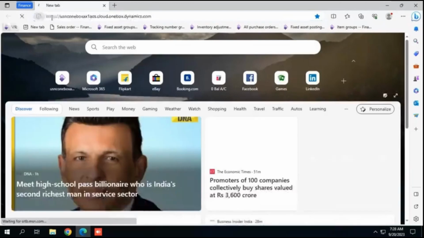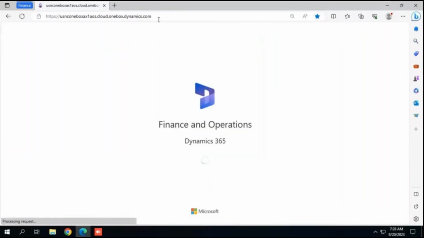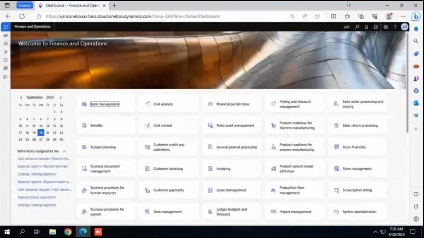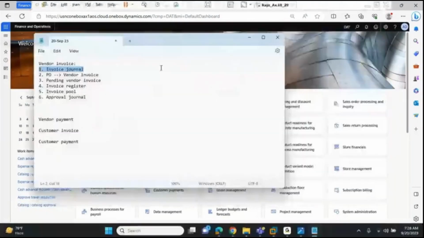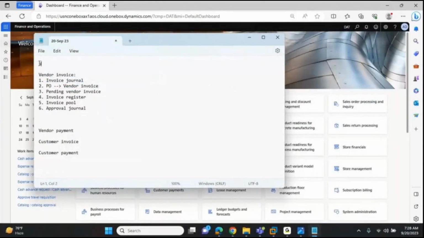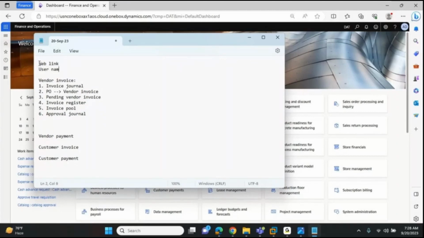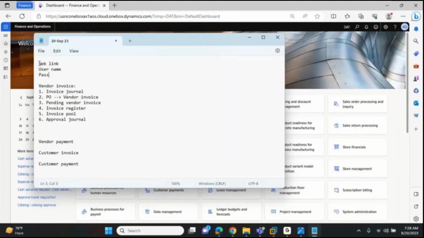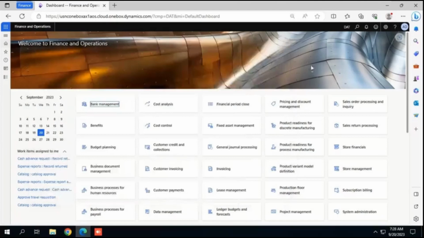I'm closing this one. You can click on browser, and you have to have one link, a web link. This is the web link. And you need to have a username and password. So in reality, if you want to open the application, there should be a web link and a username and password. With this, you can open the application.